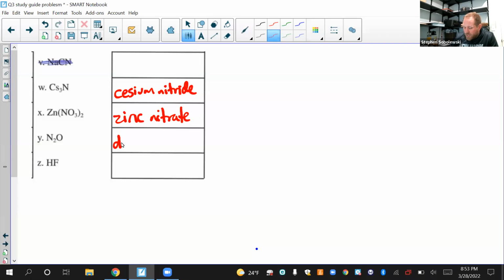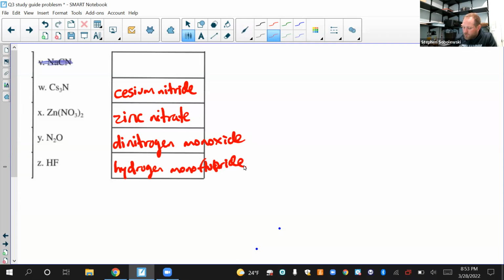N2O, that's going to be dinitrogen, and then monooxide gets shortened to monoxide. And the last one, we have HF. So H is a nonmetal, F is a nonmetal. So we're going to call this one hydrogen monofluoride.